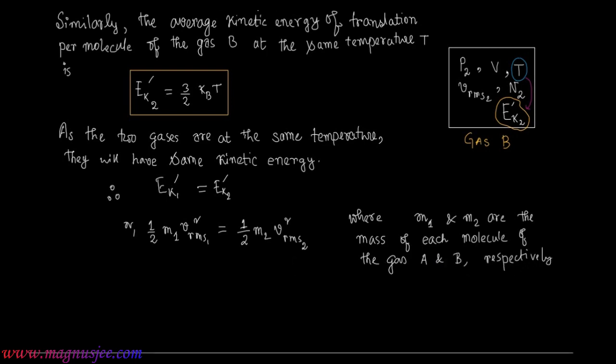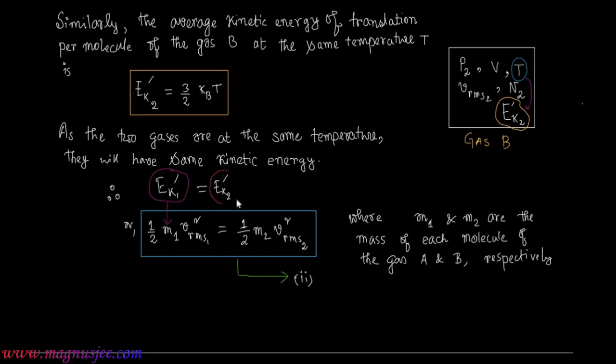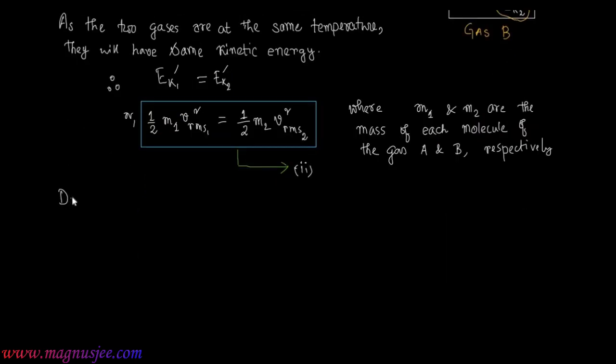Capital M1 and capital M2 are the total mass of gas A and gas B respectively. We get 1 by 2 small m1 vrms1 square will be equal to 1 by 2 small m2 vrms2 square. That will be equation 2. Here, average kinetic energy of translation of gas A, EK1 prime, will be equal to 1 by 2 small m1 vrms1 square, and similarly average kinetic energy of translation per molecule of gas B, EK2 prime, will be equal to 1 by 2 small m2 vrms2 square.